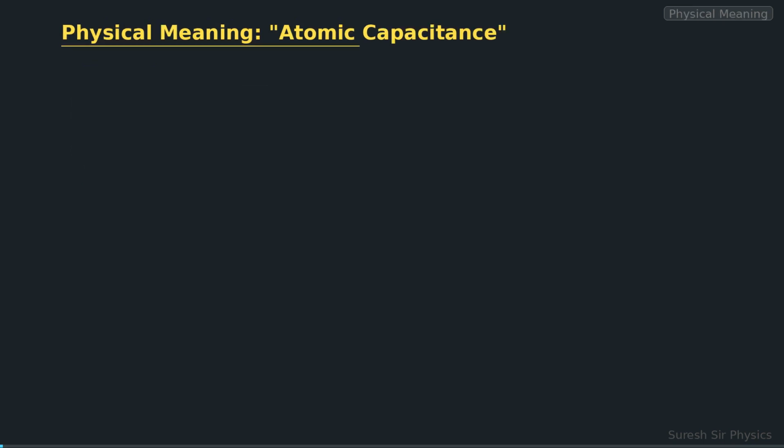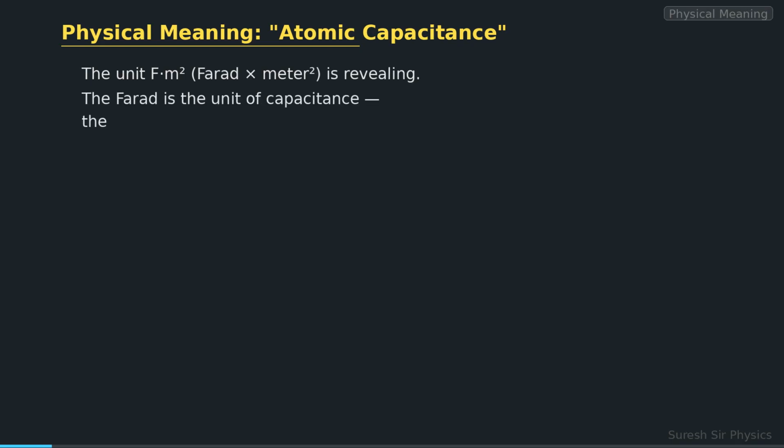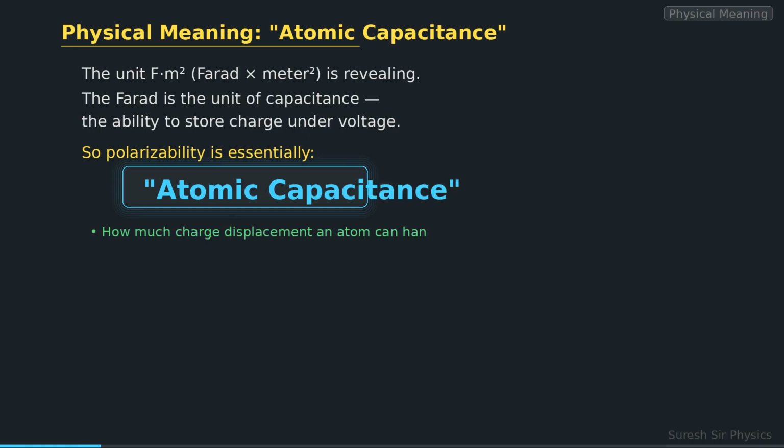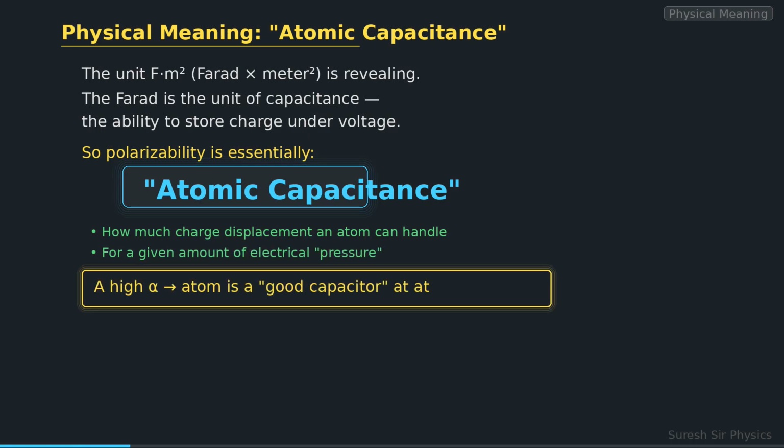Now we will see the physical meaning of polarizability: it is atomic capacitance. The unit farad times meter squared is revealing. The farad is the unit of capacitance, the ability to store charge under voltage. So polarizability is essentially atomic capacitance. It measures how much charge displacement, storage, an atom can handle for a given amount of electrical pressure, voltage per field. A high alpha means the atom is a good capacitor at the atomic scale.